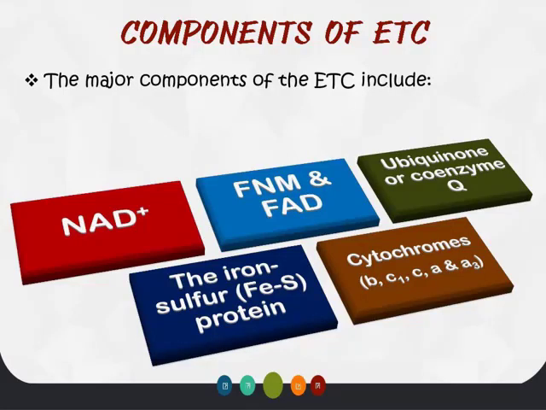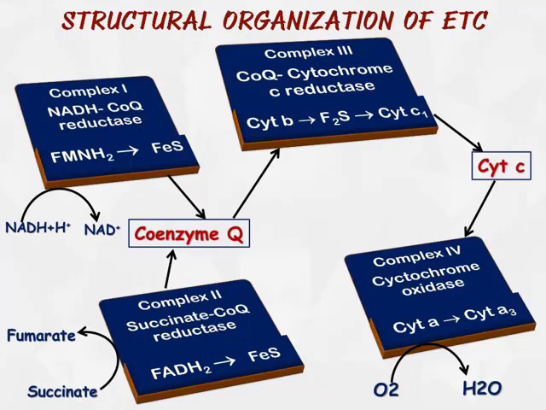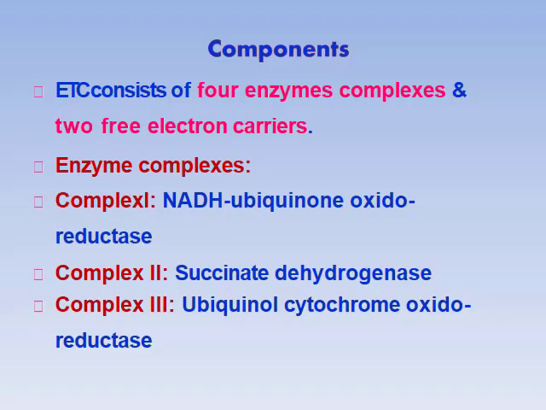Next important key points are the components of the ETC. So what do we have? We have already seen that the main contents are the enzymes and the coenzymes. These enzymes and the coenzymes are organized in a very sophisticated manner. That is, they are arranged as complexes. In total, there are 5 complexes in an electron transport chain and 2 electron carriers.